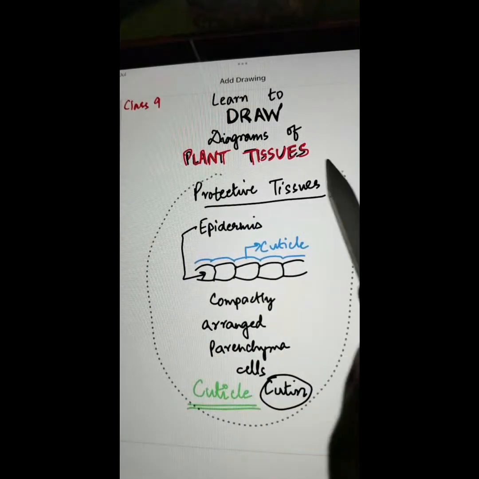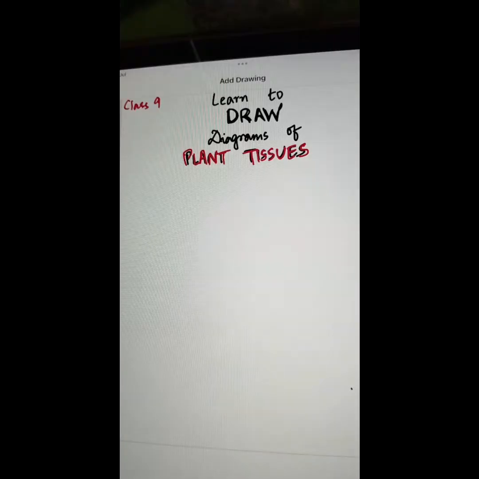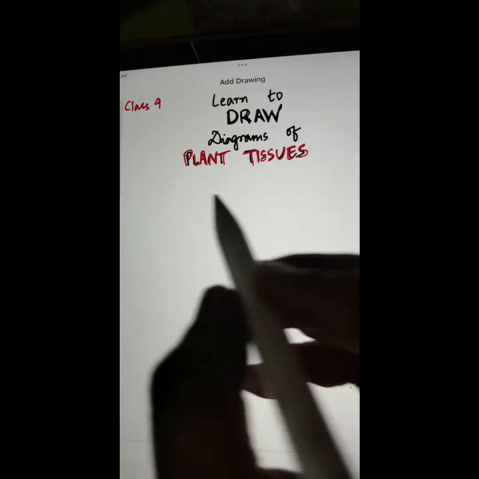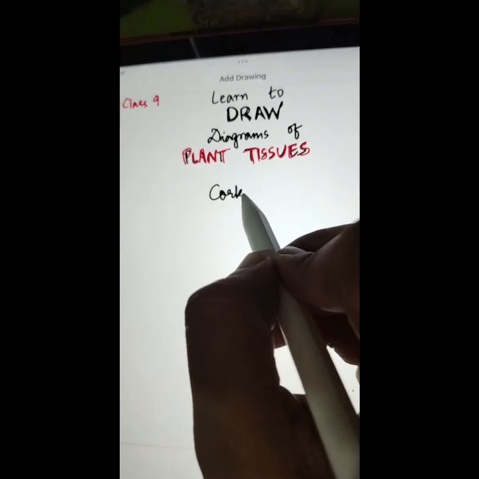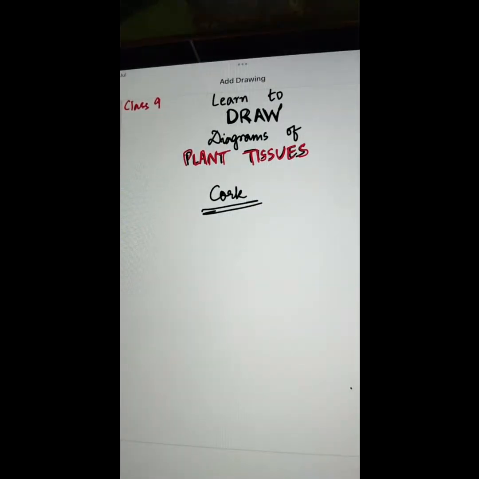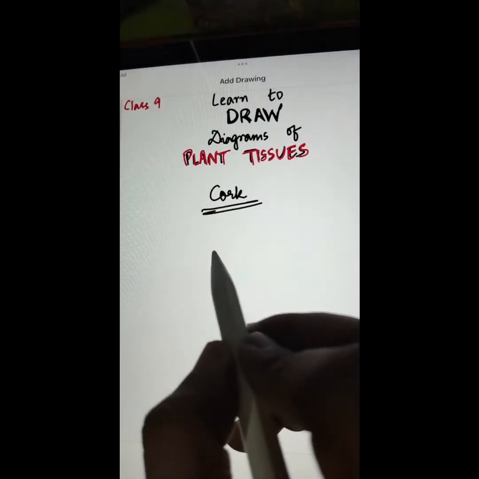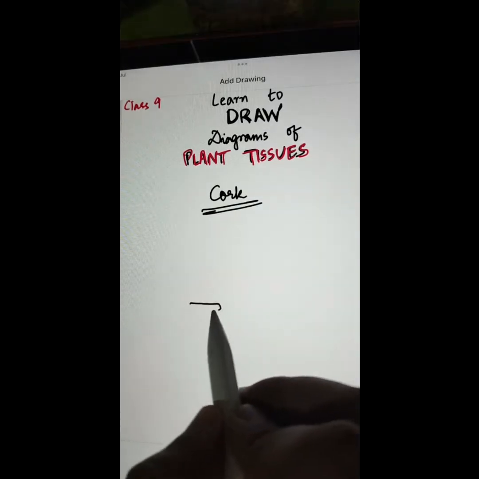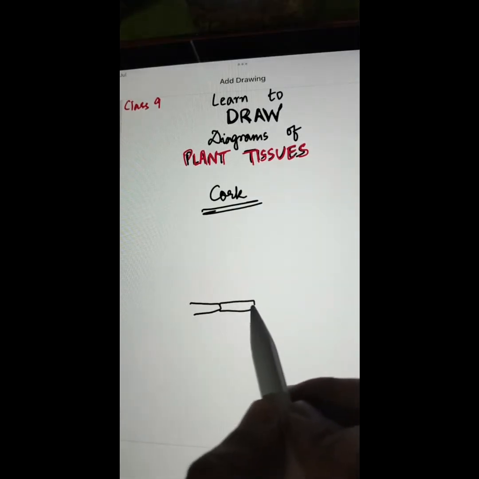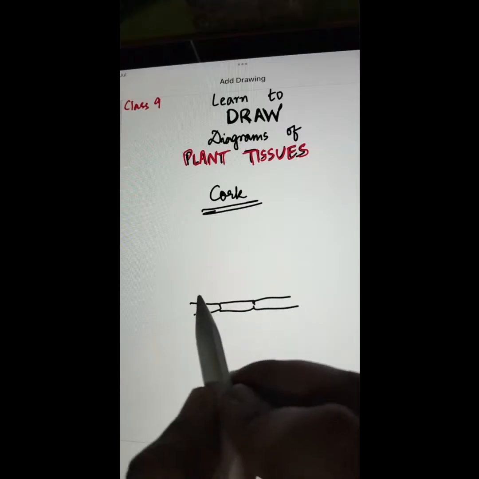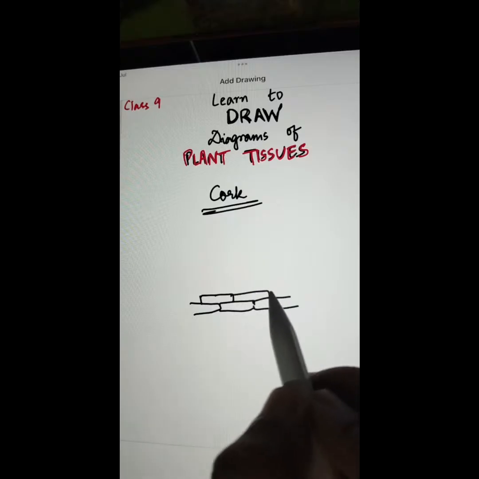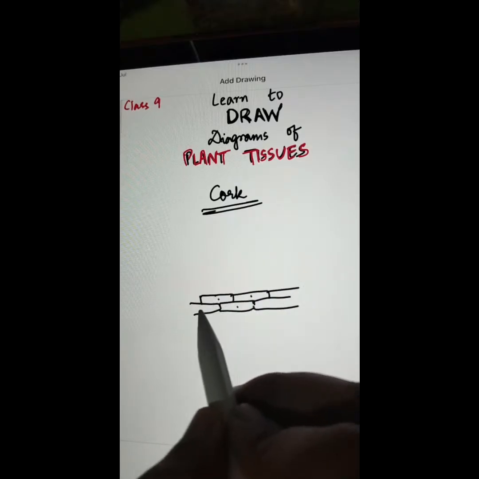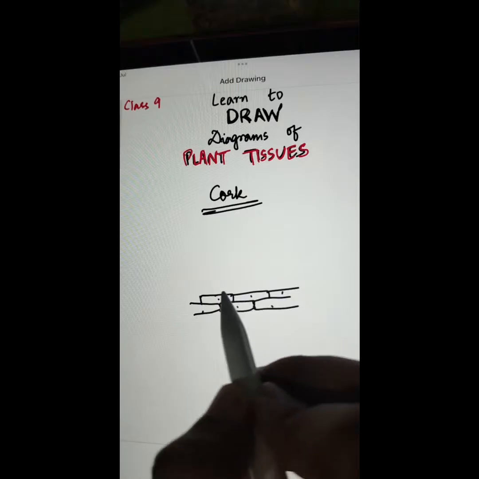Next one, in protective tissues, right now we have seen epidermis, we have seen cuticle. Now let's see about cork. This was the same cork that was being used by Robert Hooke to discover the cell. So to draw the diagram of cells, it is very easy. You can simply draw some flat cells like this, and you need to overlap other cells on it as well. Each cell has a nucleus like this.